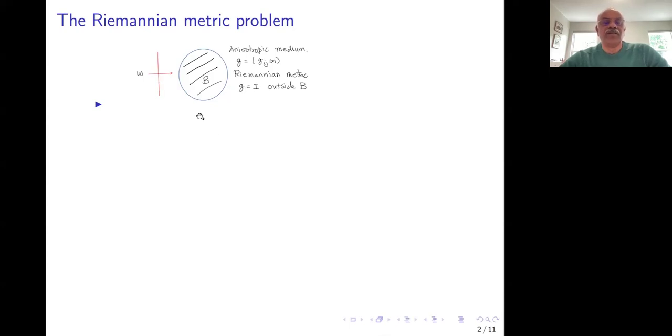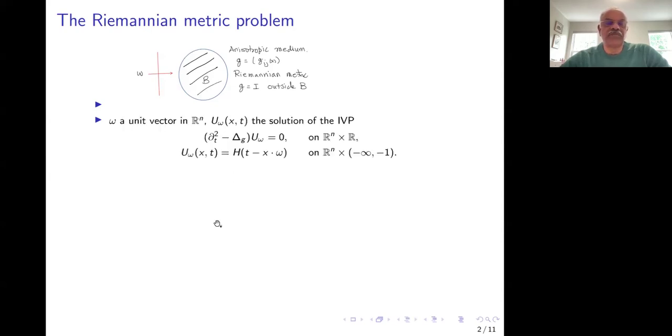of the ball. So the acoustic medium is going to be modeled by a Riemannian metric, g_ij, which is the Euclidean metric outside the ball. And so we are going to send in a plane wave coming in from the direction of the unit vector omega. It'll interact with the medium, and the medium response will be measured on the boundary of the ball for a certain time period. And from that measurement, we would like to recover the Riemannian metric. So that's the problem mathematically.